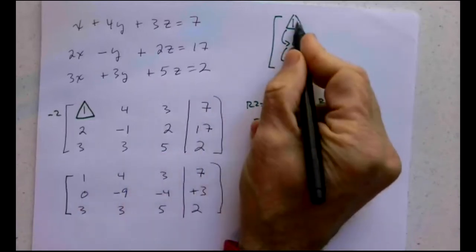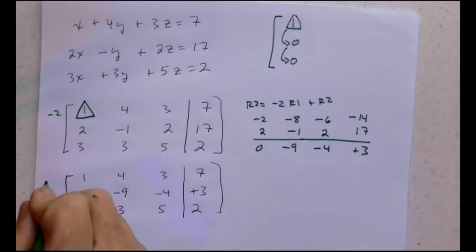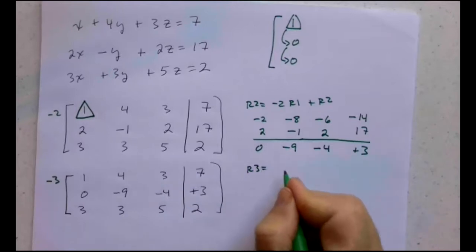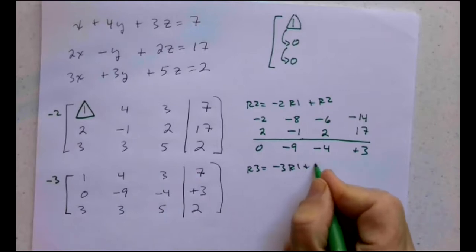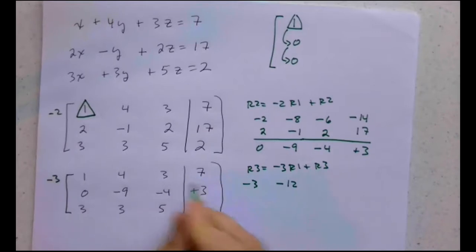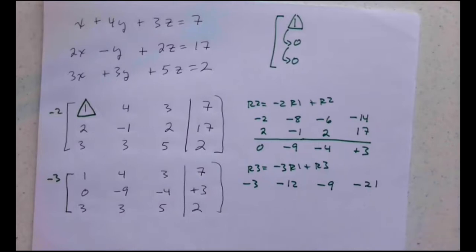Again, we see our process, 1 in the top corner and then 0 beneath, 0 beneath. I need to use this 1 to turn that 3 into a 0. What do I need to add to 3 to get rid of it? I need to add -3. Multiply the first row by -3. So my new row 3 will be -3 times row 1 plus row 3. What's -3 times row 1? -3 times 1 is -3. -3 times 4 is -12. -3 times 3 is -9. -3 times 7 is -21. Add that to the old row 3: 3, 3, 5, 2.